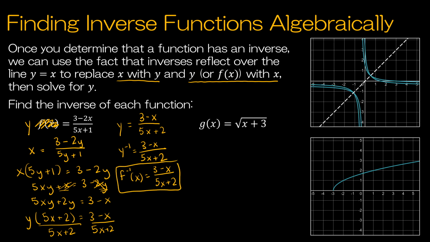Graphing the new equation, the inverse function of (3 minus x) divided by (5x plus 2), as you can see, does in fact reflect the original equation across the line y equals x.